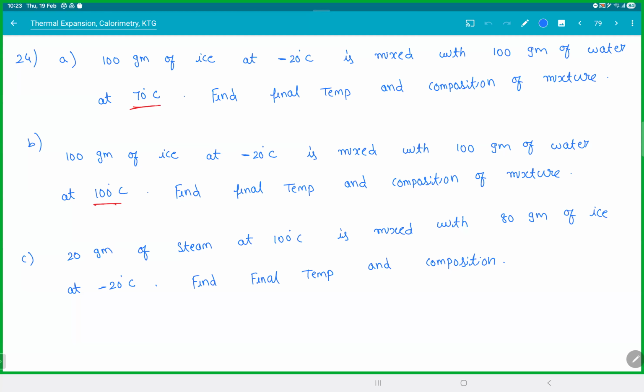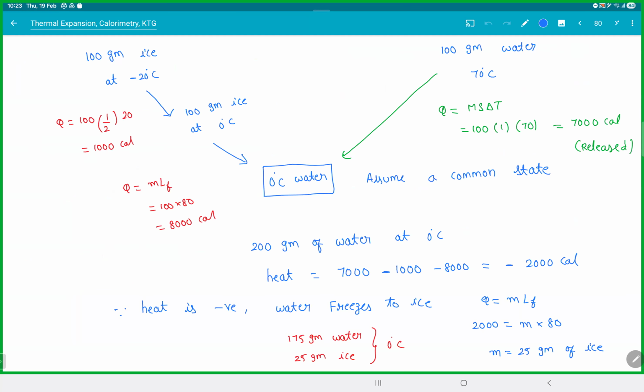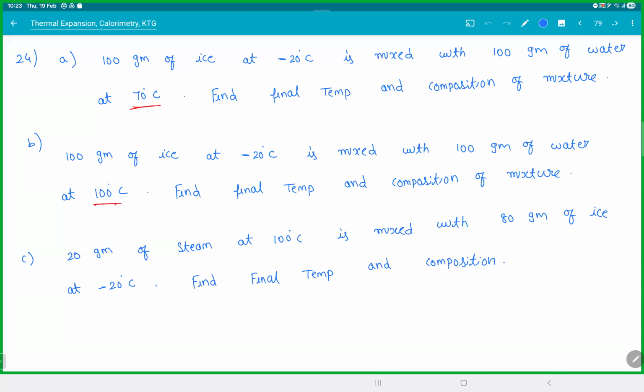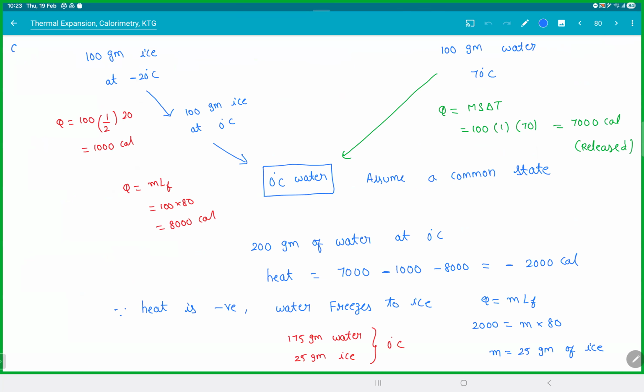Okay, let's see the second part. Same story. I'll just duplicate it. I just have to change a few numbers. So this is A, and this is B part. What will change here? This is 100 degrees. This will be 100. This will be 10,000. This will be plus 1,000.